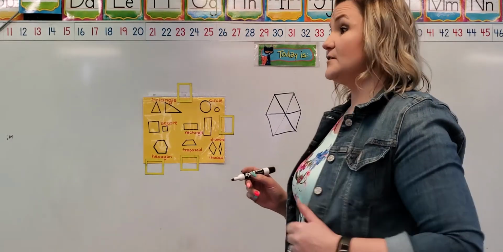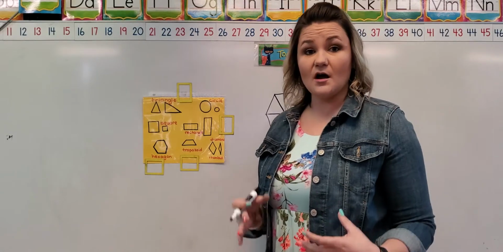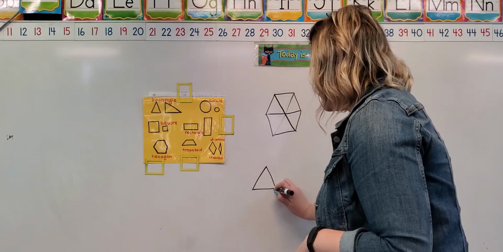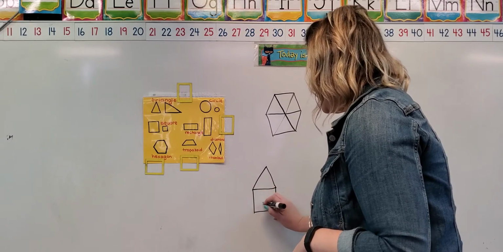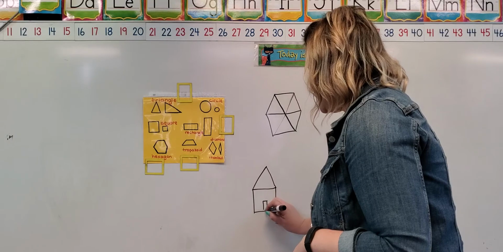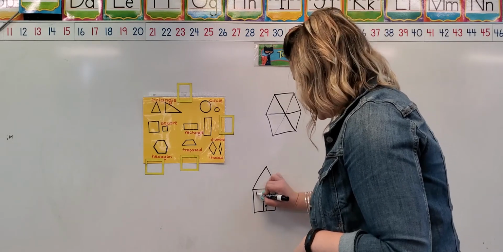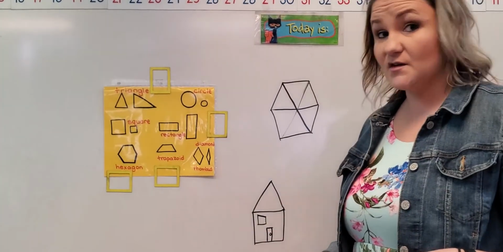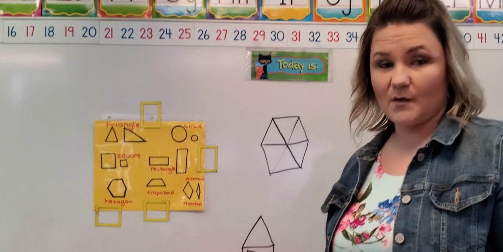Okay, another assignment that you might see is to use 2D shapes to draw a picture. So that would be like using a triangle and a square to make a house. Your rectangle is going to be your door. Your doorknob is going to be your circle. Your window could be another square. Do you guys see what I'm doing? You just use 2D shapes to make a 2D picture, okay?